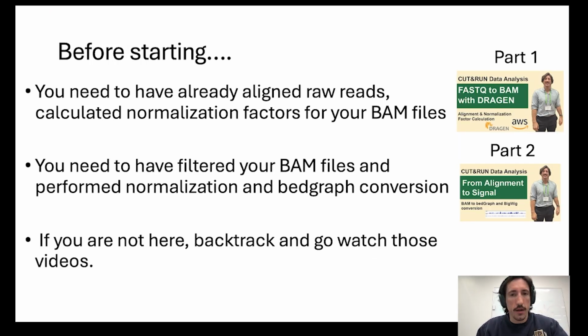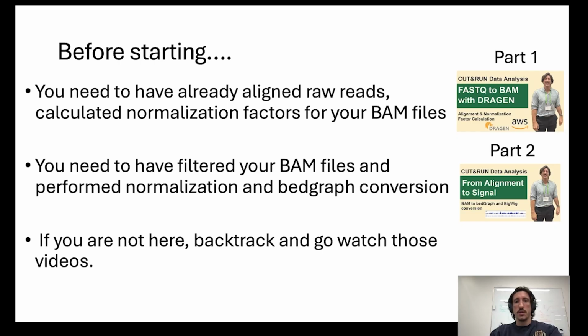So, if you're just joining me now for the first time, there are a couple steps you need to have already performed for this video to really make sense. So, previously, you need to have already aligned your raw sequencing reads and performed a normalization factor calculation from these BAM files. You also need to have filtered your BAM files and performed normalization and bedgraph conversion. If this doesn't make any sense, please go watch part one and part two. It'll get you up to speed. However, if you've already done all this, we're going to jump right into the conceptual overview of what we are going to do today.